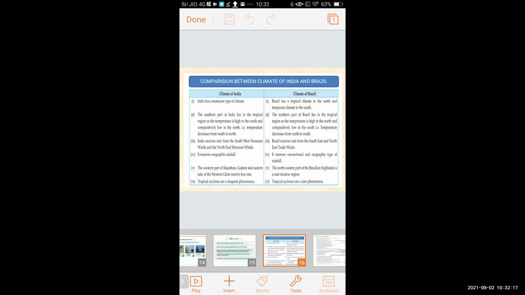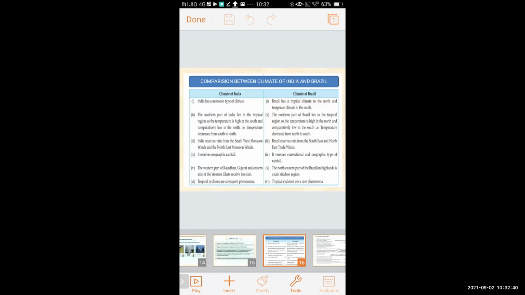Next point, India receives rain from the southwest monsoon winds and the northeast monsoon winds, and Brazil receives rain from the southeast and the northeast trade winds. Brazil receives rainfall from the southeast trade winds and the northeast trade winds, and India receives rainfall from the southwest monsoon winds and the northeast monsoon winds.